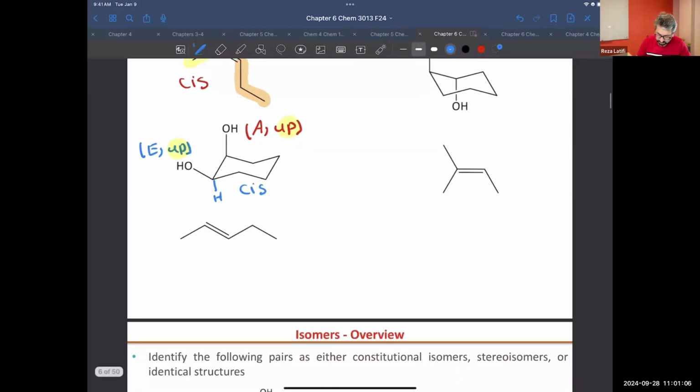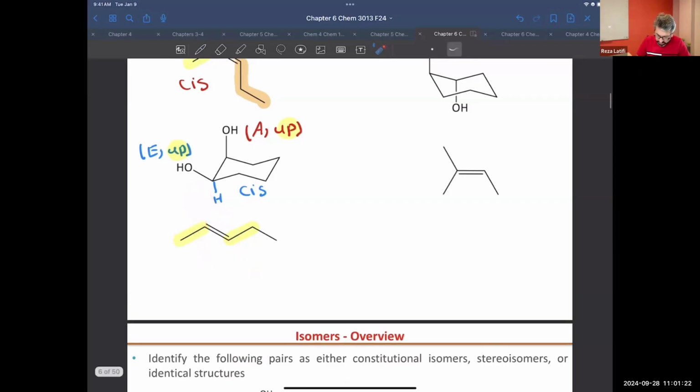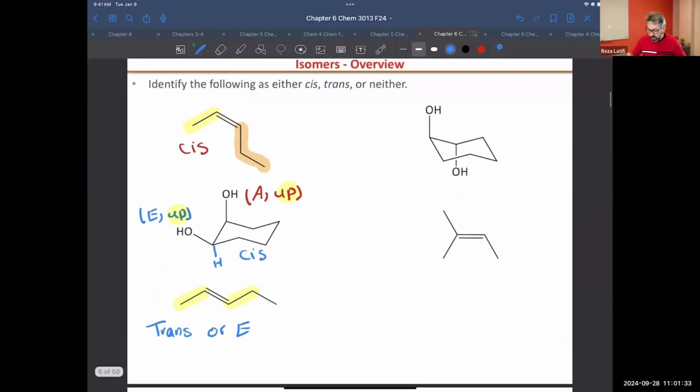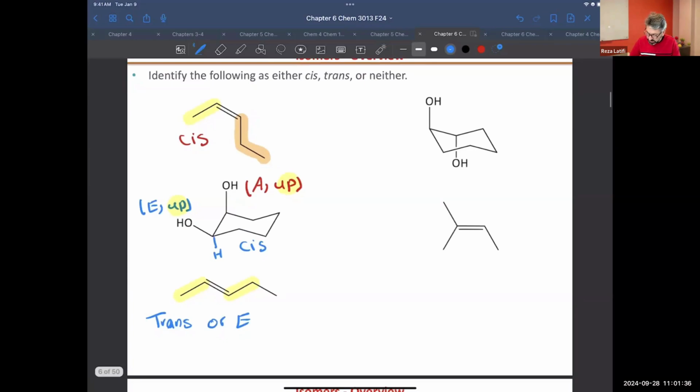Okay. How about next one? We have one substituent here, and the second substituent is there. And what else? We have hydrogen here and hydrogen there. Okay, as you see, the hydrogens are across of each other, or you can say those two are across of each other. So this one, it will be trans, or you can say it's going to be E, trans or E.